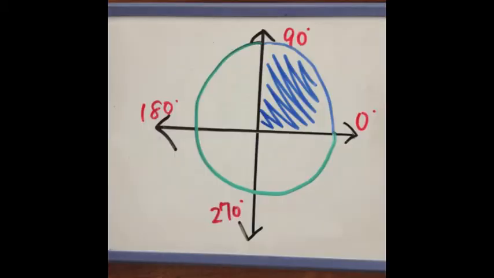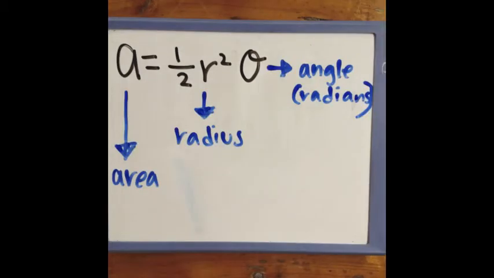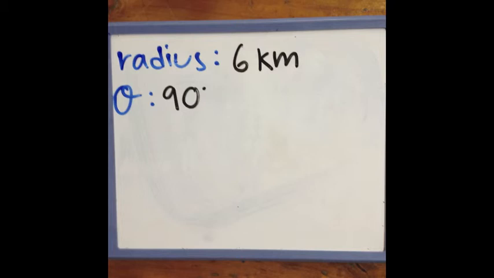You also might want to know the area between the house and the ice cream shop. That equation is A equals 1/2 r squared theta. A is the area, r is the radius, and theta is the angle also in radians.